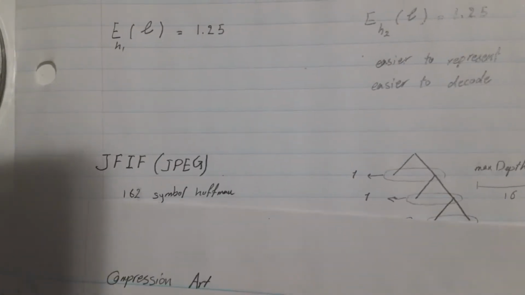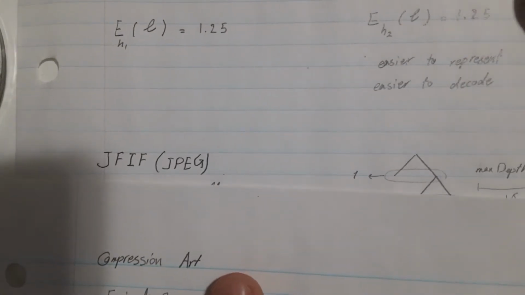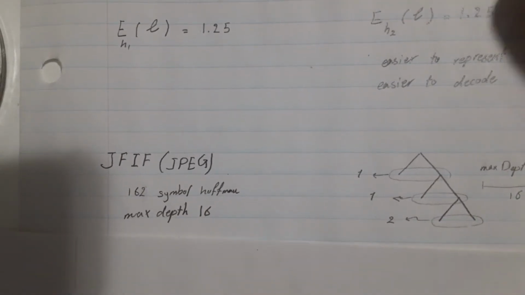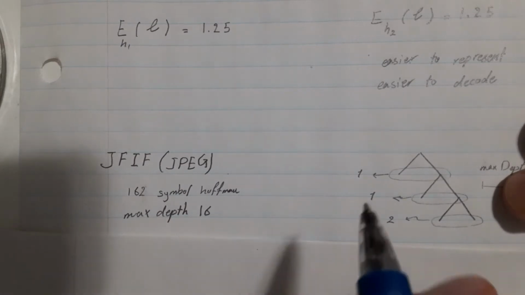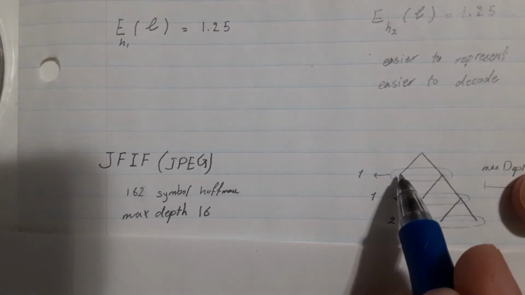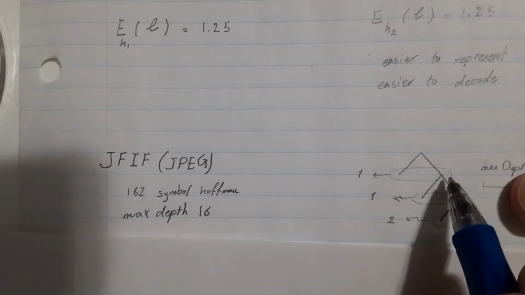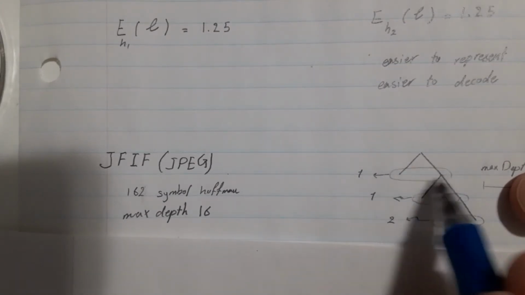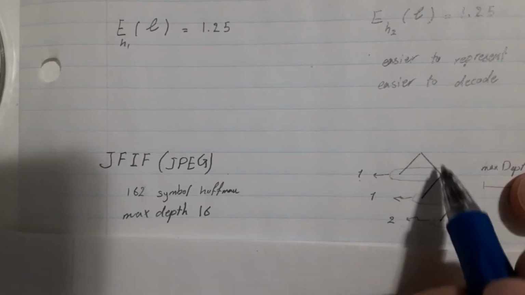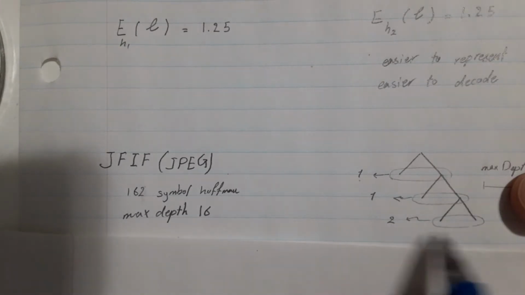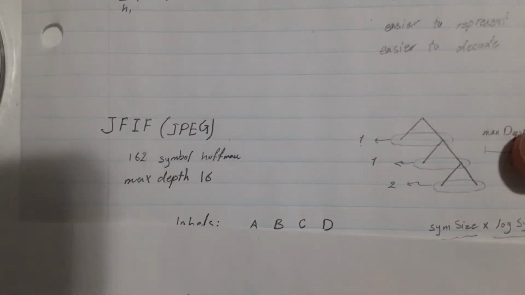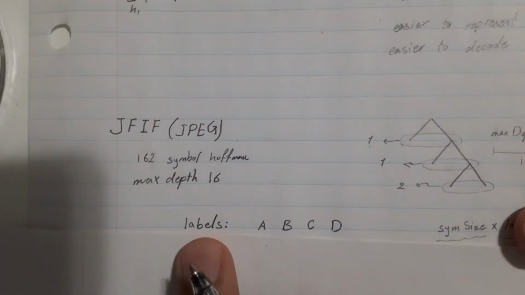So let's go on to how we are going to represent this. A very common way of representing this kind of tree is to count the number of code words that have a specific length. So you count the number of code words that have length 1, there is 1 in here; length 2, there is 1 in here; and length 3, there are 2. And you also have to say what labels are there.